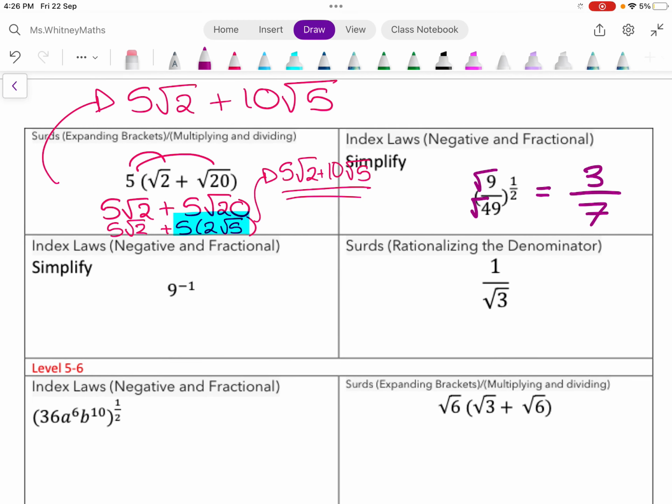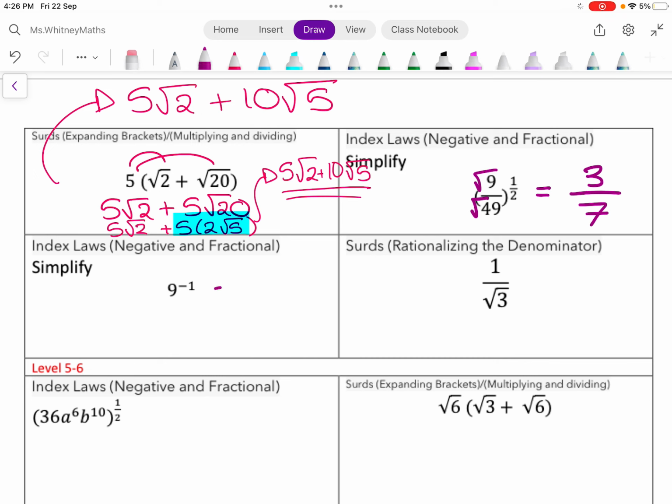Now, for the next question, we're looking at negative powers. Now, negative powers become a fraction. We know that if we have a to the negative m, that's the same as 1 over a to the m, because it comes down to the denominator. The power controls whether it's going to be a whole number or a fraction.